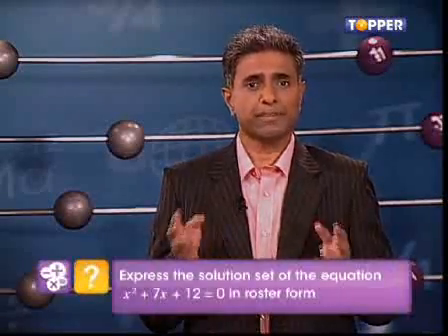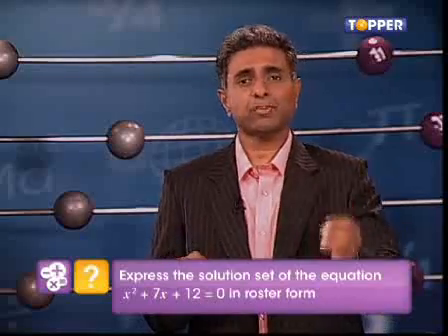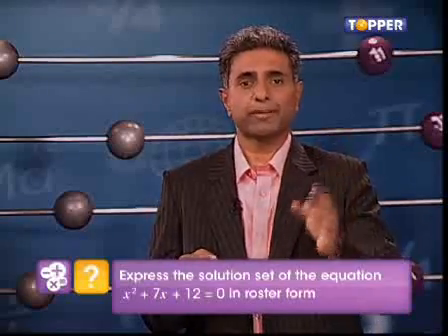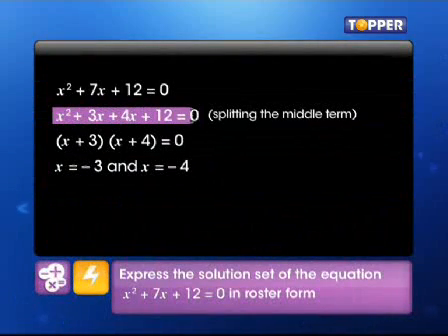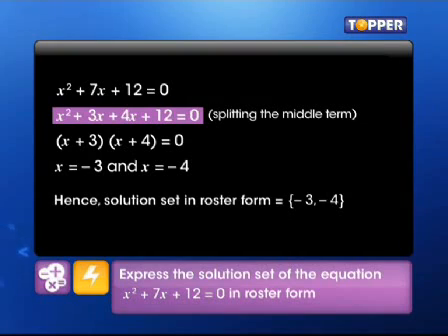First, the roster form. Express the solution set of the equation x squared plus 7x plus 12 is equal to 0. Using the quadratic formula, we get the roots minus 3 and minus 4. So the solution set in roster form is {-3, -4}.